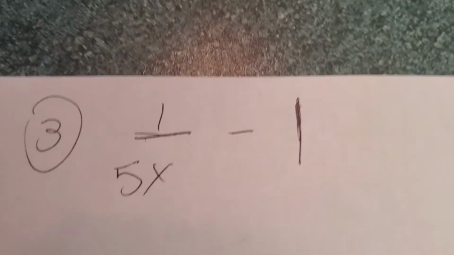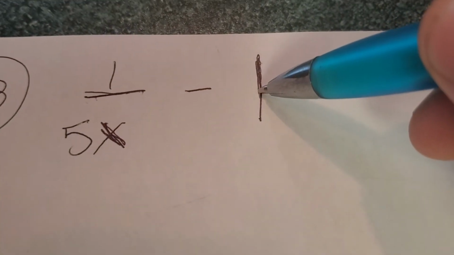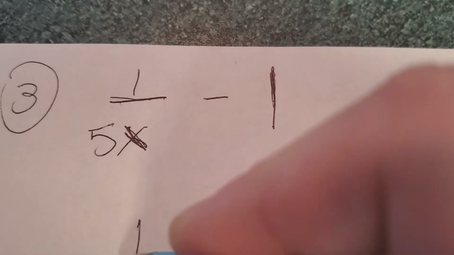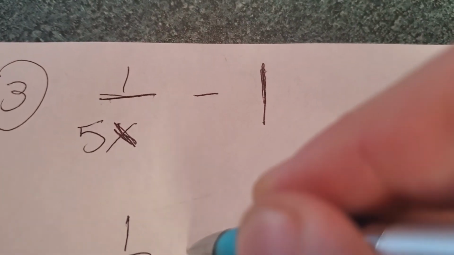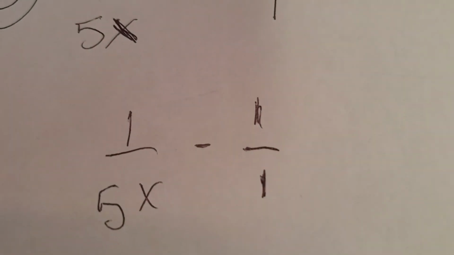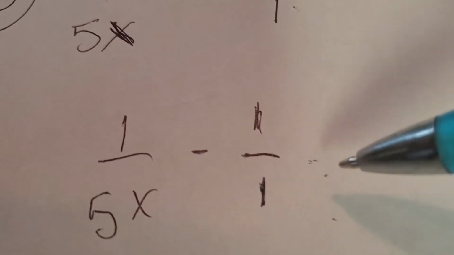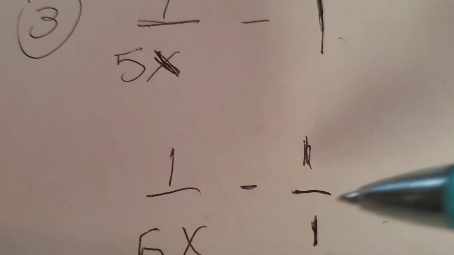Now, third time's a charm. What happens when you have just the number 1? Well, I'm going to rewrite this. 1 over 5x minus, you could always put a number over the number 1. A little tricky, but you have to remember that rule. Okay, now we can go ahead and attempt our rules.